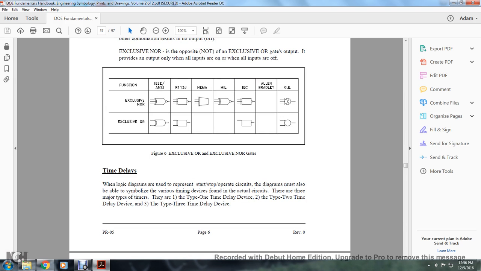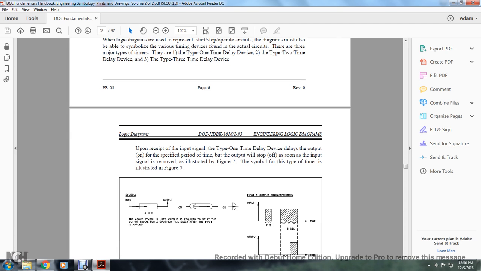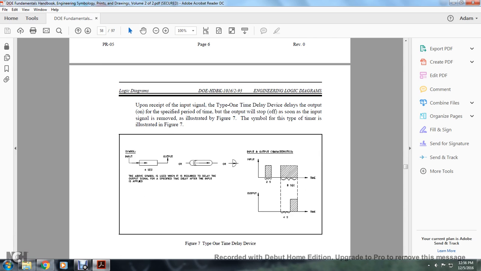All right, time delays. Logic diagrams are used to represent the start and stop of the electrical circuit. The diagrams must also symbolize the various timing devices found in the actual circuits. There are three major types of timers: Type 1 time delay device, Type 2 time delay device, and Type 3 time delay device. Upon receipt of the input signal, the Type 1 time delay turns the output on after a specified period of time. The output will stop as soon as the input signal is removed. The symbol for the timer is illustrated in Figure 7.